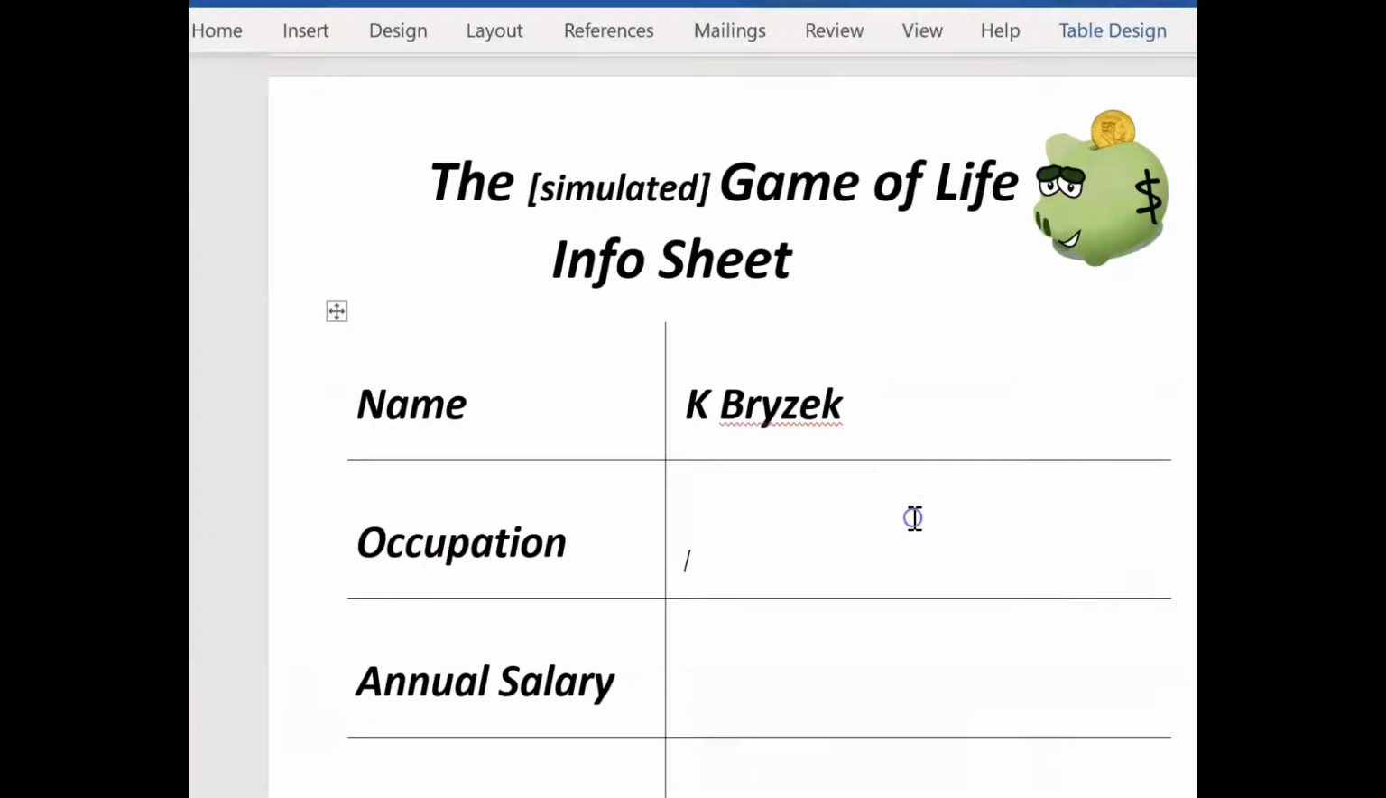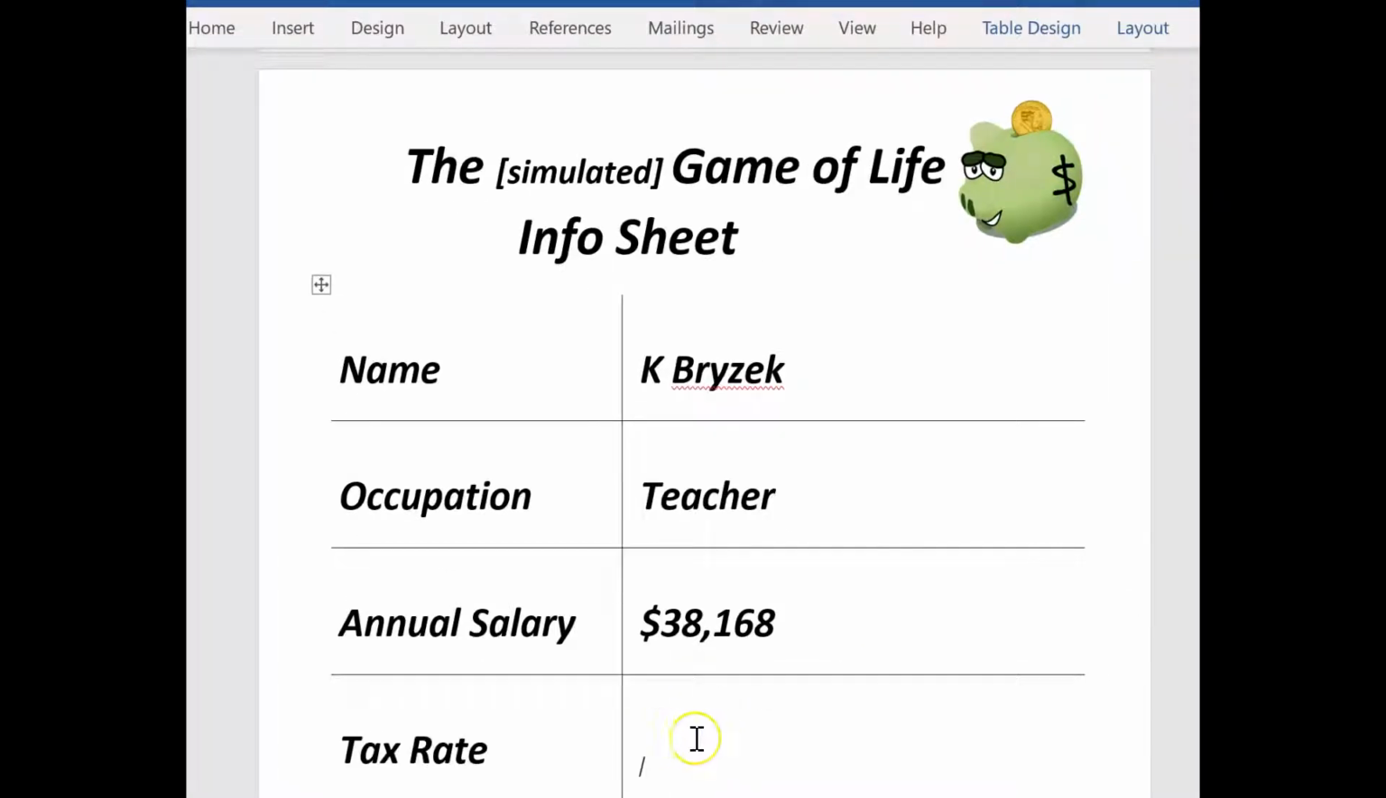My next job is just to go down here and type in teacher as my occupation, and then the number I found, which I believe was 38168. I think that's close enough. Just to make all of our lives easier, I feel like everyone should just use 20% tax. That way we all have one number that's similar when we're doing computation. It's a pretty even number.